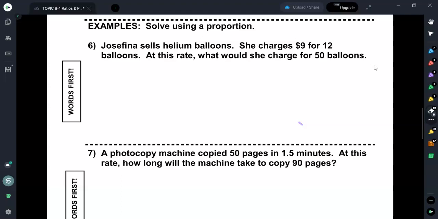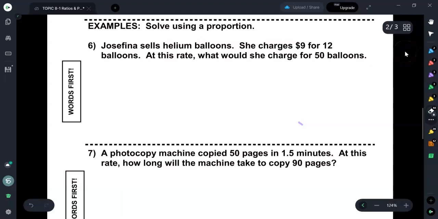Remember, a ratio is basically a comparison of two values by division, meaning a fraction. And a proportion is an equation comparing two equal ratios. So let's set up two equal ratios. Now, how in the heck would I do that?